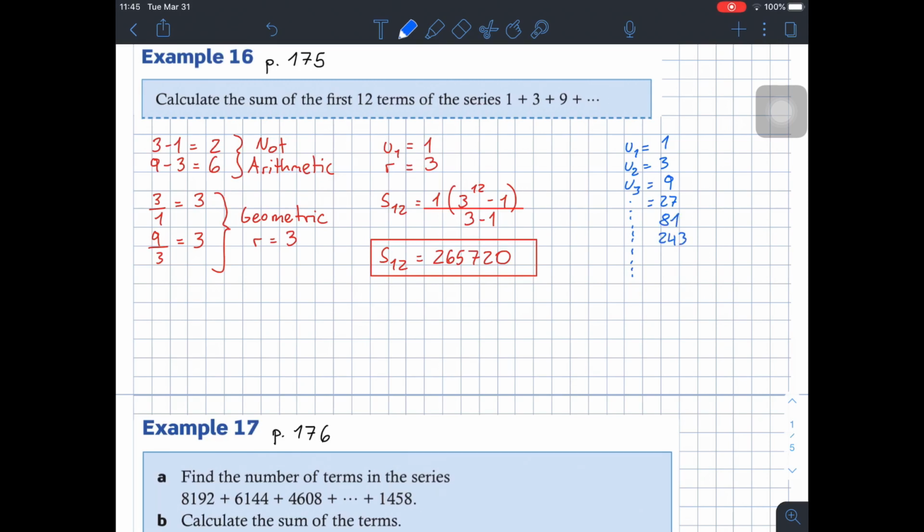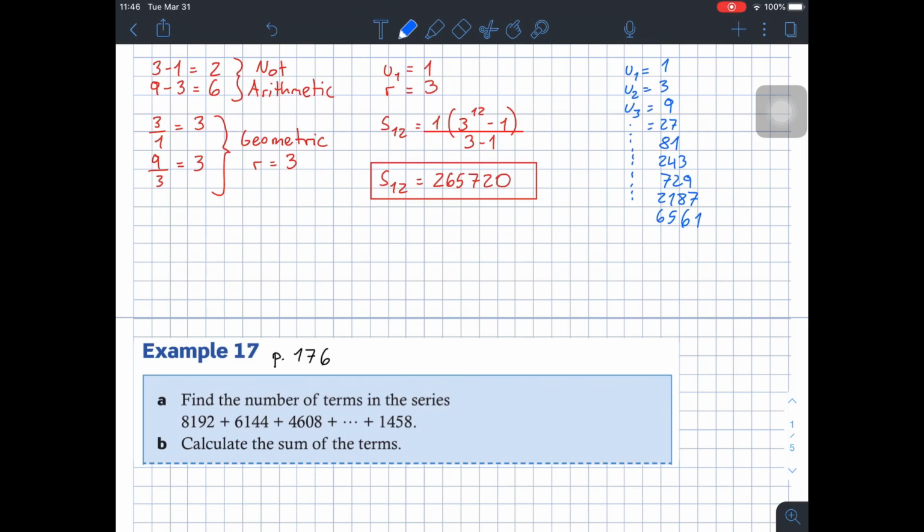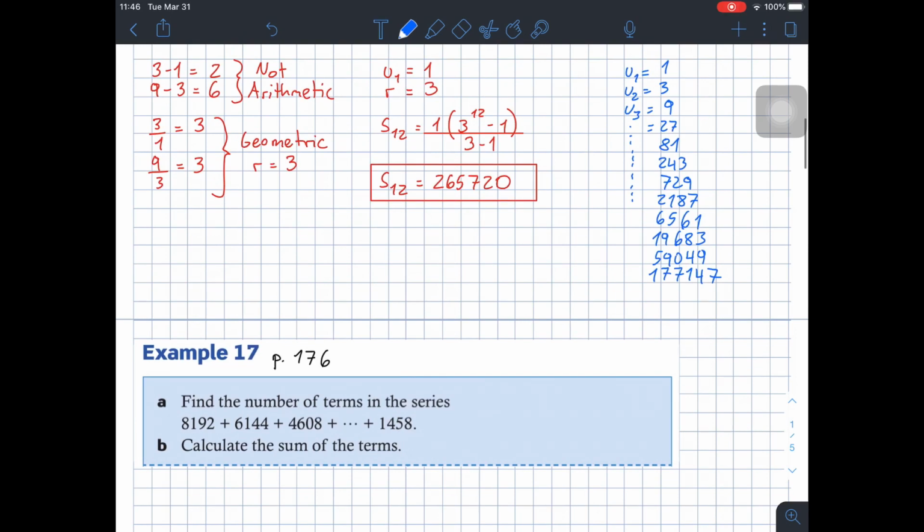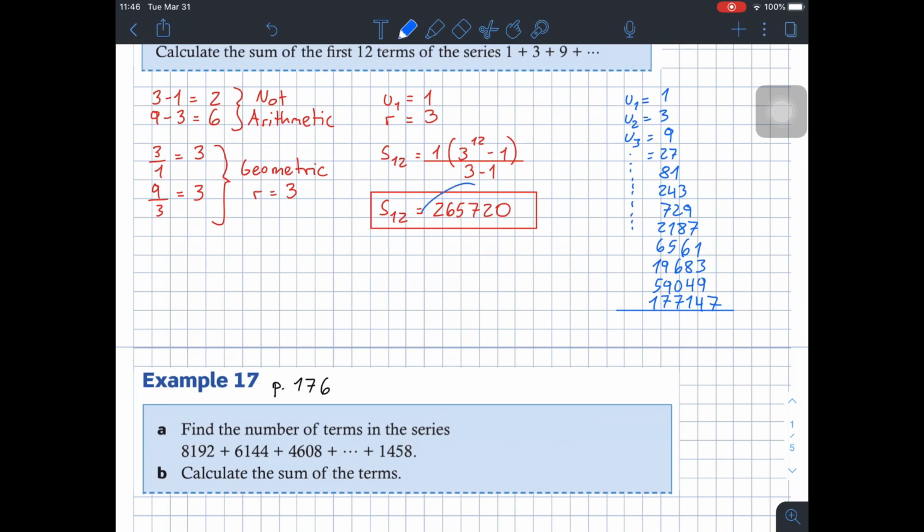243, 729, 2187. The ninth term is 6561. The 10th term is 19683. 11th term, 59049. And the 12th term is 177147. So you see that we're getting very big numbers. And if you add all of this, you may try this on your own. If you add all of this, you should get this number over here.